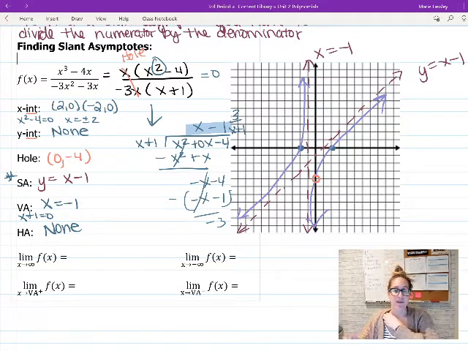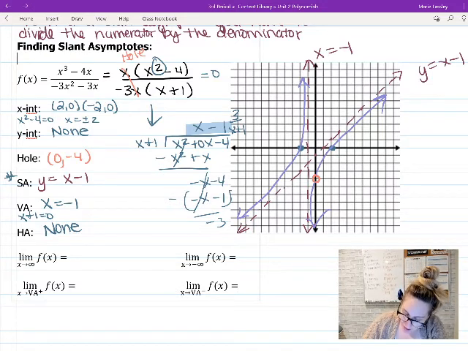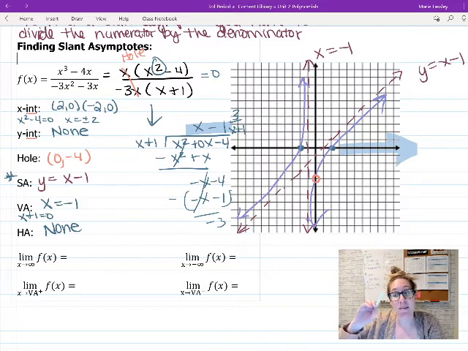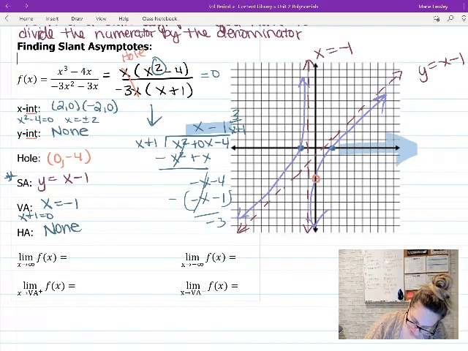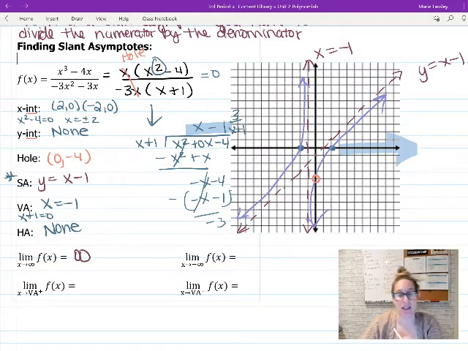So as x approaches positive infinity, look what's happening to my graph. As we go this direction, I notice that my graph is going up. It's going to keep going towards that slant asymptote forever, which, as a line goes on forever and ever, it's going to approach infinity. So for this end behavior, as x approaches positive infinity, my y values are also approaching positive infinity because they're following that slant asymptote. So I would say this is positive infinity.